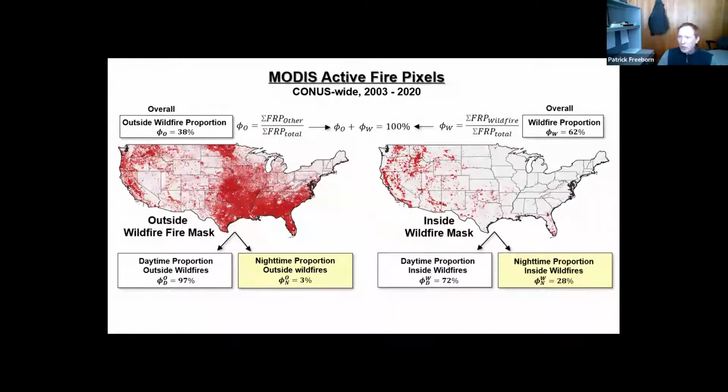Likewise, we took all the active fire pixels detected inside wildfires and split those into daytime and nighttime proportions. And what you see here is that nighttime fire activity is not insignificant within wildfires. As a matter of fact, the nighttime proportion is 10 times that detected outside wildfires. So to come full circle, what we see here is that the overall nighttime proportion of 19% is actually a weighted average of 3% outside wildfires and 28% inside wildfires.